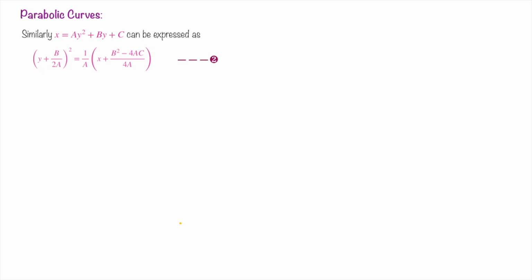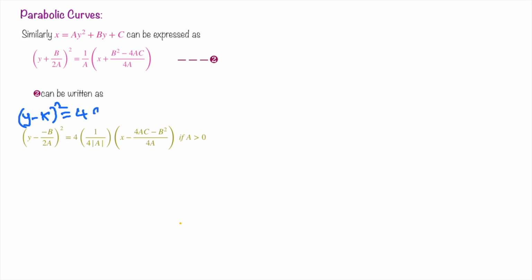Okay. Now these two can be written as follows. If a is positive, then we can take a as mod a, so we can write like this: y minus of minus b by 2a whole square equal to 4 times 1 by 4 mod a times x minus of 4ac minus b square by 4a. So this one looks like y minus k whole square equal to 4a times x minus h.